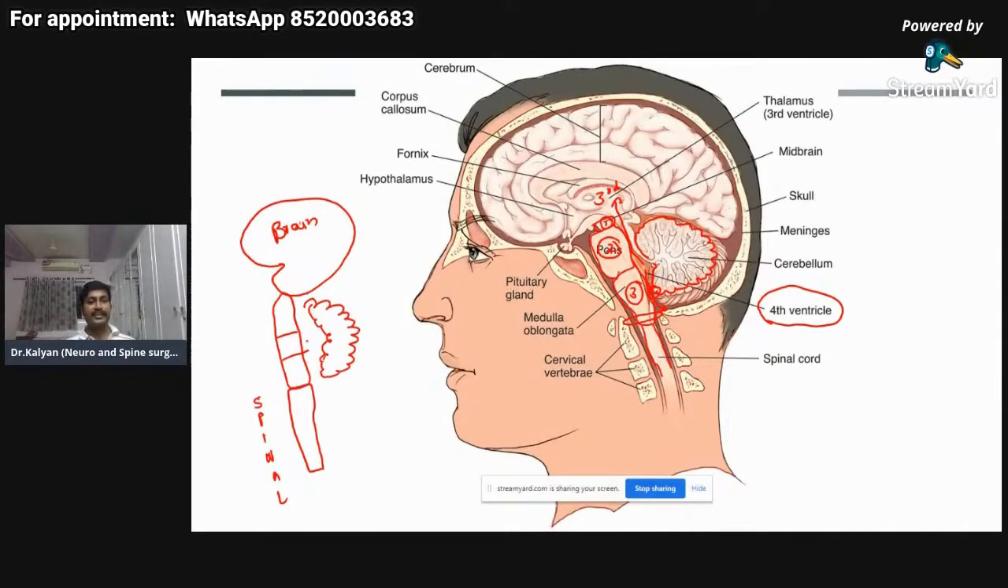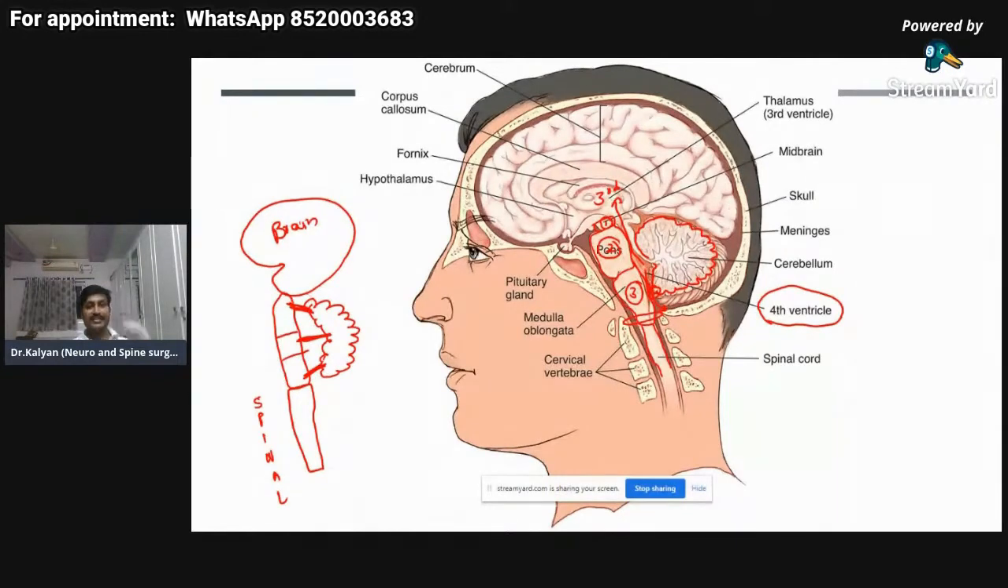The structure separating the brainstem from the cerebellum is the fourth ventricle. As I told you in my last class, the cerebellum is connected to the brainstem by three pillars: the superior cerebellar peduncle, the middle cerebellar peduncle, and the inferior cerebellar peduncle. If you cut these three peduncles, the cerebellum is separated from the brainstem.